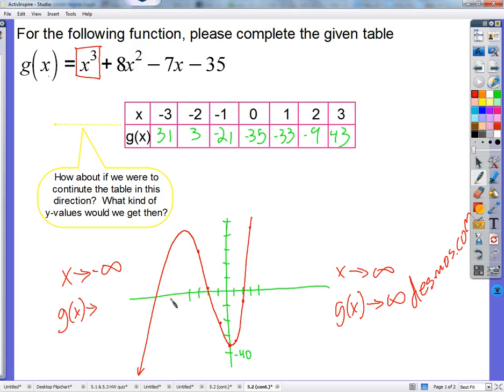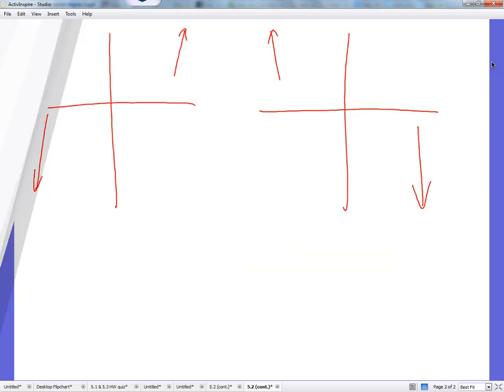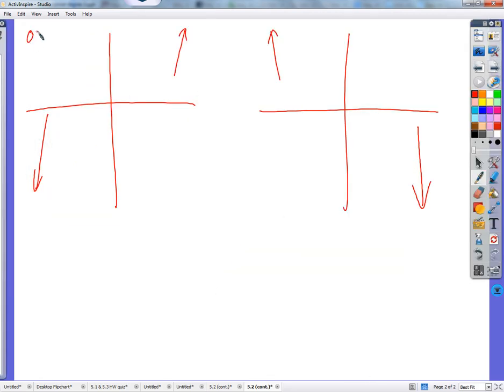Can you think of another power where that'll happen too? You put in a big positive x, you get a big positive y. You put in a big negative x, you get a big negative y. 5, why 5? It's the same thing as 3, it's an odd number. Do all odd powers do this? Yes. All odd powers. Okay, so we can generalize it. Power is too general. What's that word for the biggest degree? If we have an odd degree polynomial, then we'll see this happen, right?